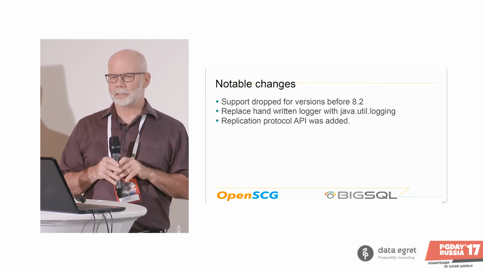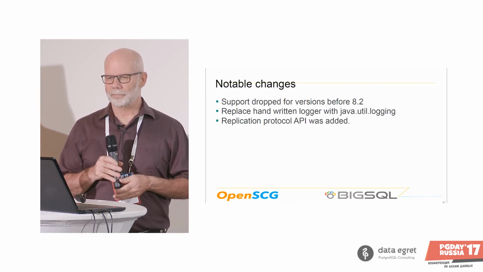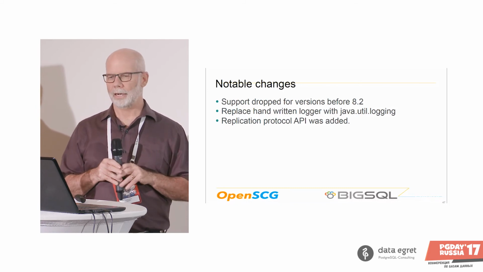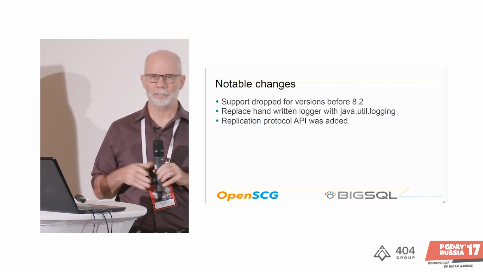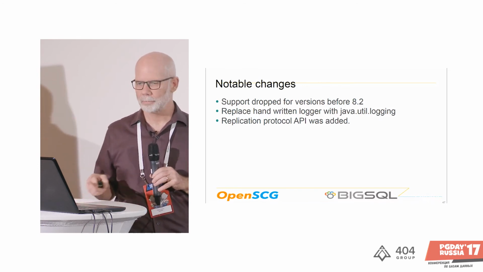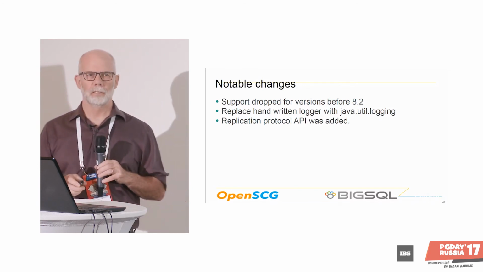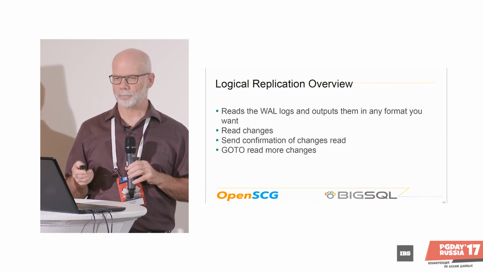So notable changes, we actually dropped support for versions below 8.2. We changed to Java util.logging. And the most exciting feature is the replication protocol API was added, which we're going to talk about.